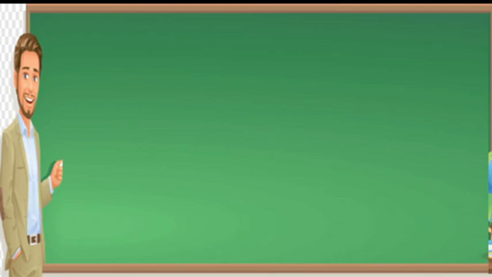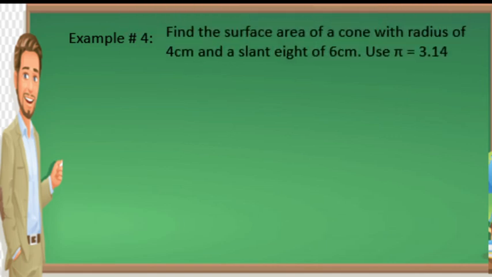Okay, let me give you an example. Now, let's proceed. Find the surface area of the cone with a radius of 4 centimeters and a slant height of 6 centimeters. Again, we're going to use the value of pi as 3.14.